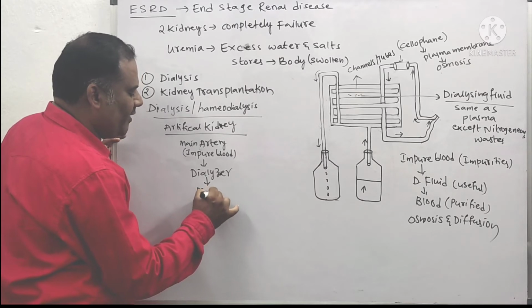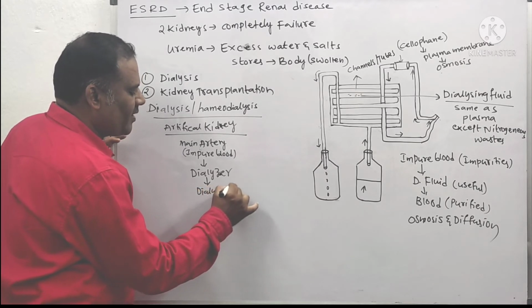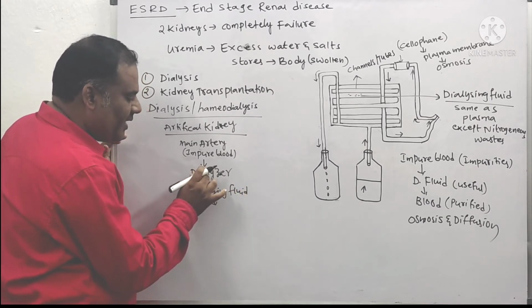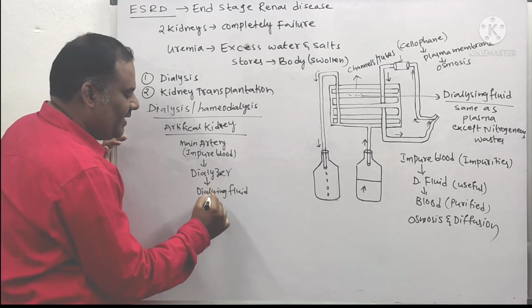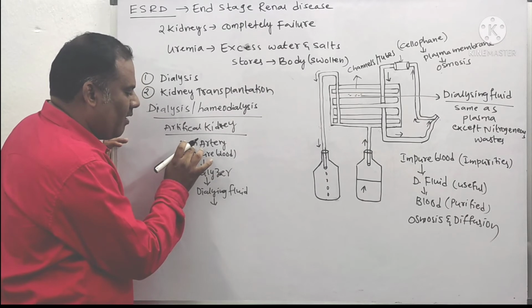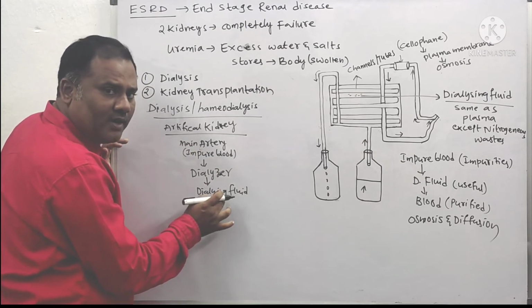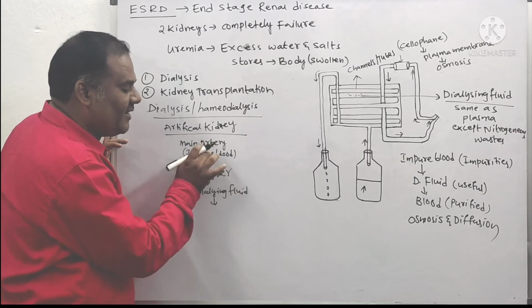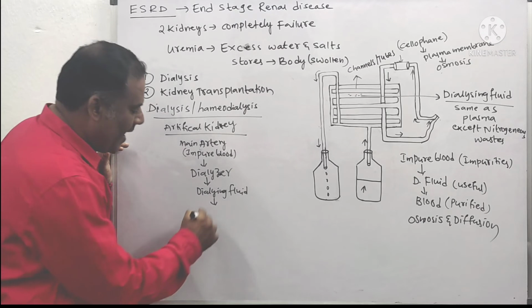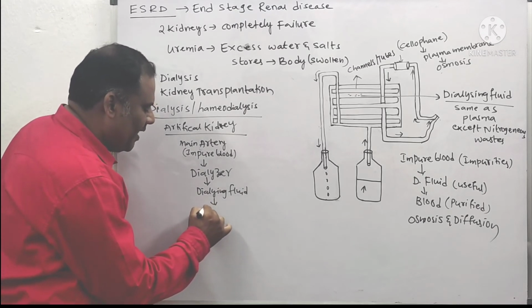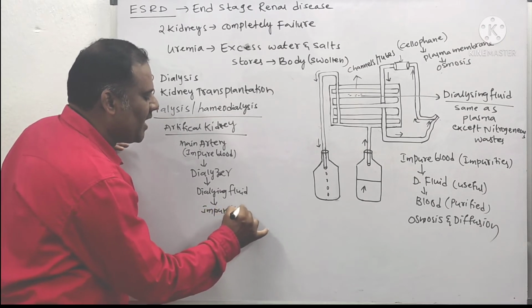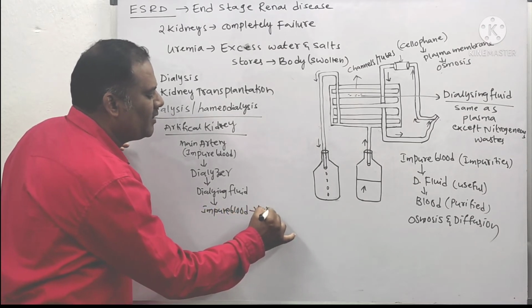The dialysing fluid will be there. Exchange happens between the impure blood and the dialysing fluid. Whatever impurities are in the impure blood enter the dialysing fluid, and whatever useful substances are present in the dialysing fluid enter the impure blood. Thereby the impure blood is converted into purified blood.